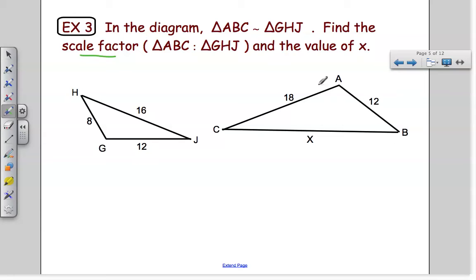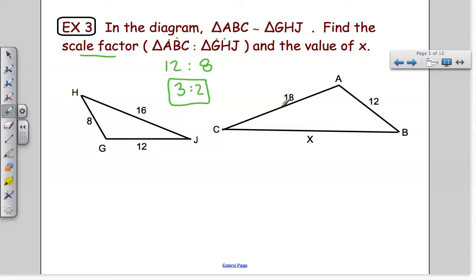So I'm going to pick one of these sides in ABC. I guess I could pick 12 or 18. Maybe I'll pick 12. Now side AB, it's kind of hard to tell which side to pick here because it's rotated. But I know that side AB, since that's the first 2 letters here, would correspond to the first 2 letters here, which is GH. And side GH is here, or 8. And reduce scale factor. Divide here by 4, and I get 3 to 2.